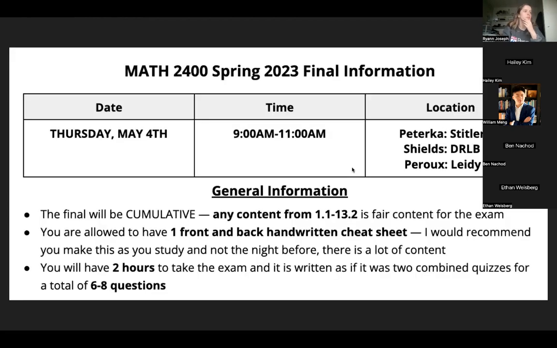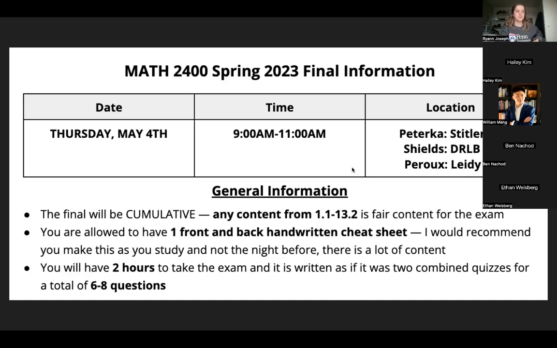Okay. So general information about the final. It is this Thursday, May 4th from 9 a.m. to 10 a.m. based on your professor. You're either going to be in Stittler B6, GRL BA1, or Leidy 10. So just be there early. I'd try to get there early, especially for Leidy 10. That's in the biology building, which I know a lot of people aren't sure where that is.